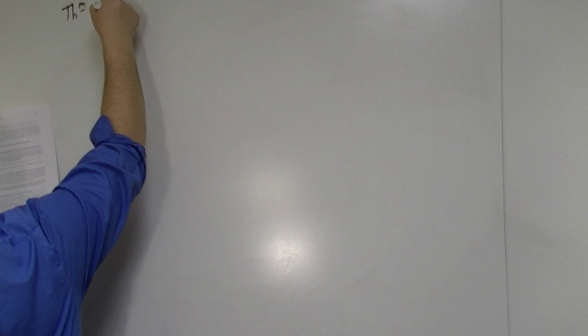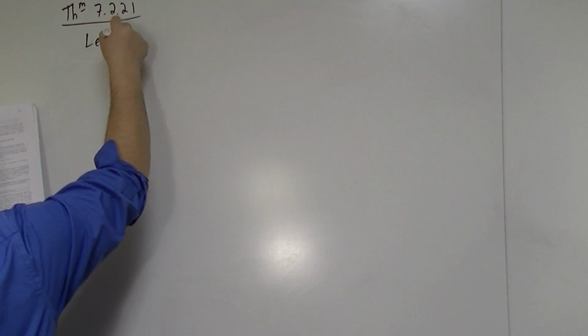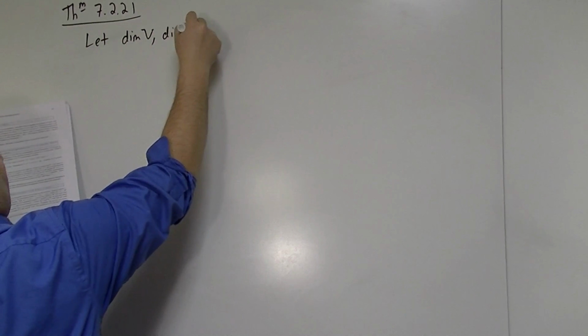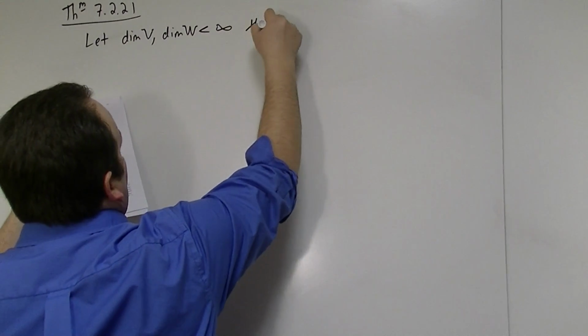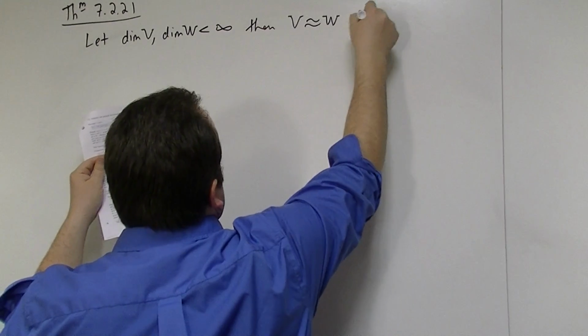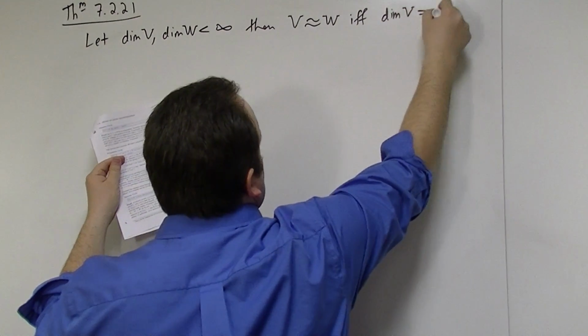Theorem 7.2.21 says: let the dimension of V and the dimension of W be less than infinity, finite dimensional. Then V is isomorphic to W if and only if the dimension of V is equal to the dimension of W.